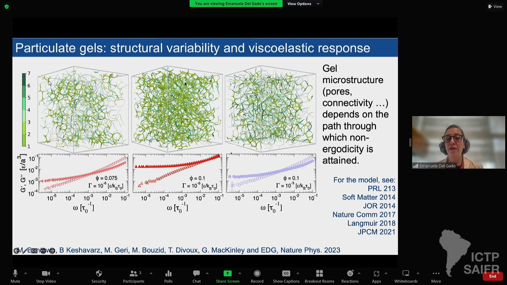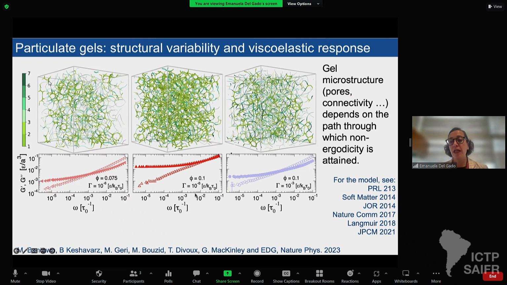But I can fix the volume fraction, which I'm doing here between the center figure and the right hand figure. And in fact, I can also vary the degree of heterogeneity in the network enormously, and therefore also the rheological response, by changing the rate at which gelation happens, which is this other parameter that I'm indicating here.